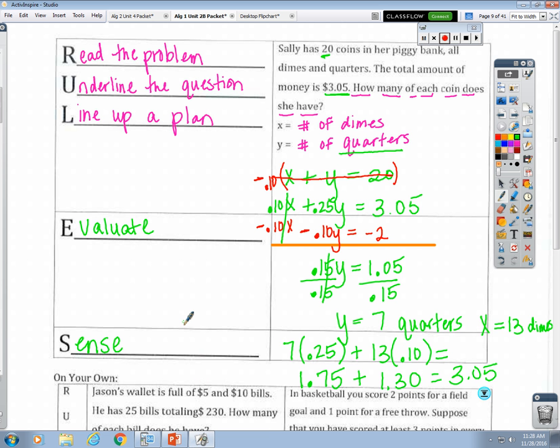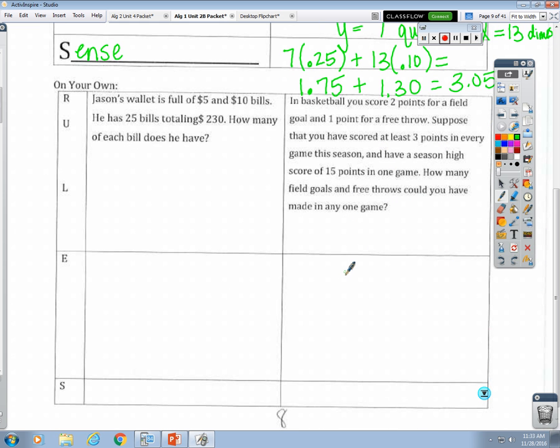Okay, I want y'all to try the next question below it, the one that says Jason's wallet. Be working on that one by yourself for a few minutes. Alright, Jason's wallet is full of $5 and $10 bills. He has 25 bills totaling $230. How many of each bill does he have? Okay, so we read it. Now let's underline what they're asking us. What are they asking us?